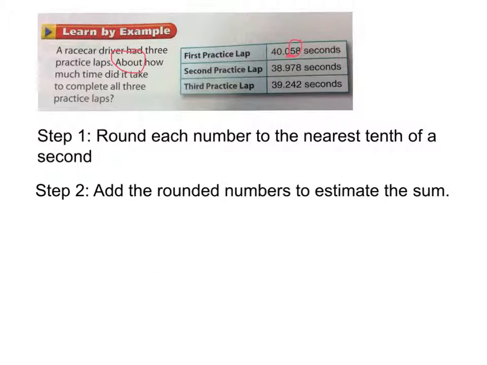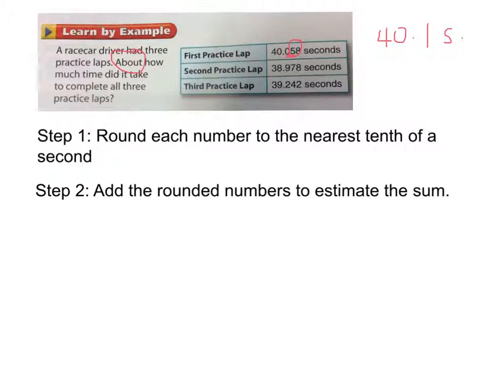So 40 and 58 thousandths, what does that round to the nearest tenth? Noi. Say it in word form. 40 and 1/10 of a second. Good. Okay, how long did the second lap take, Abiram?